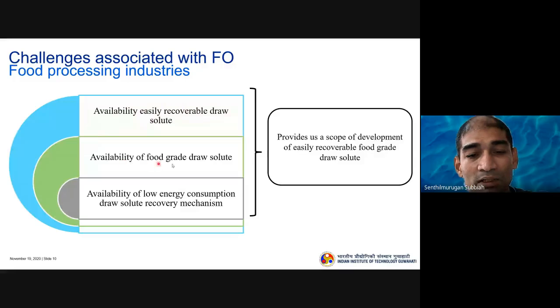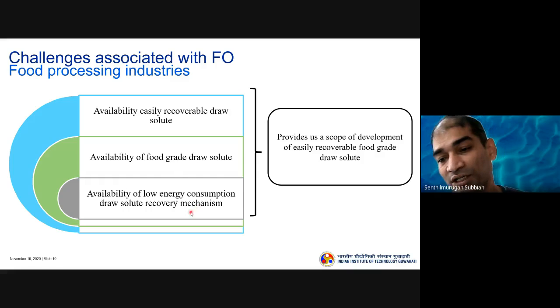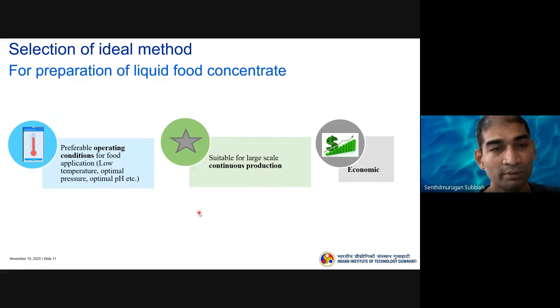And then the availability of a food grade draw solute. The thing is that when we are going to concentrate a juice, the draw solute should not come into the liquid food. If it is coming into the liquid food, then that's going to be a challenging task, which is going to create a big problem. And then the availability of a low energy consumption draw solute recovery mechanism. That's what I was telling you. How can we regenerate it? These are all some scope where many people are working. Let's assume that this is being addressed. Now, how will we design a forward osmosis process? That's what I will be talking about today in the remaining part of the class.